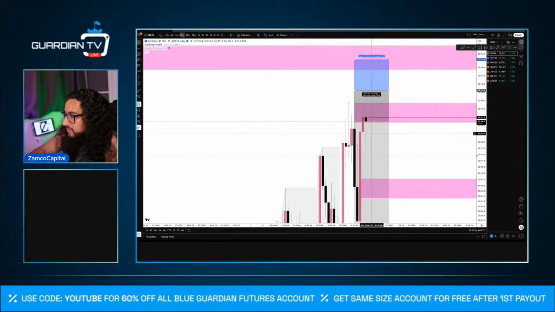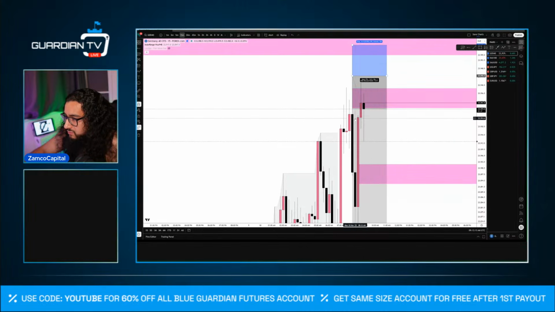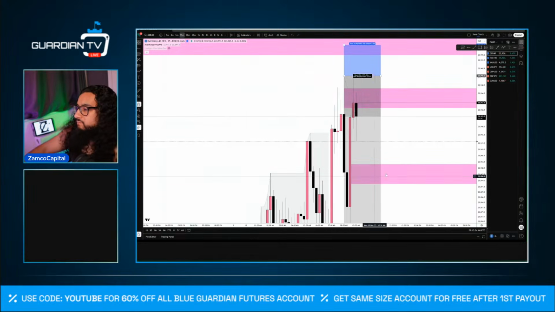Can this 15-minute close bearish? And then the next one wicks up a tiny bit and then continues down further, breaking that wick low. Then we might be good for sells. If this 15-minute can close bearish, that would be amazing. That would be very, very good.